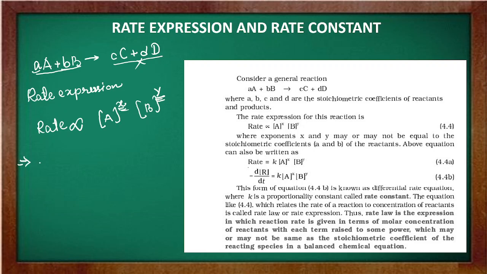Now from your basic knowledge you know that we remove the proportional symbol. To remove the proportional symbol we use an equal sign, and here we bring a constant of proportionality, k, and these are raised to the power x and the power y. See this portion from the book, it is kept here for your reference. You just see, and I am also writing it here. So rate is equal to k, concentration of A to the power x, and concentration of B to the power y.